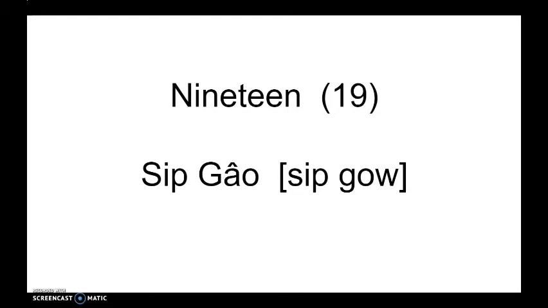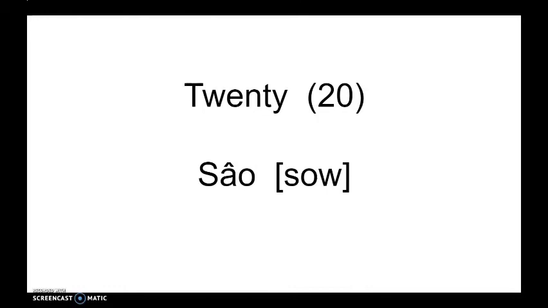And then 20 is sao. So there's 2 numbers that sound very similar, gao and sao. Okay, so gao is 9, sao is 20, but we have sip gao, which is 19, and sao, which is 20.